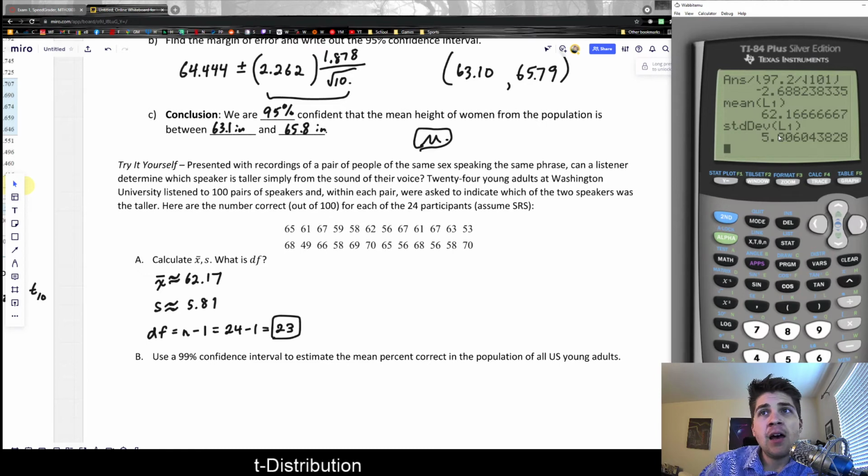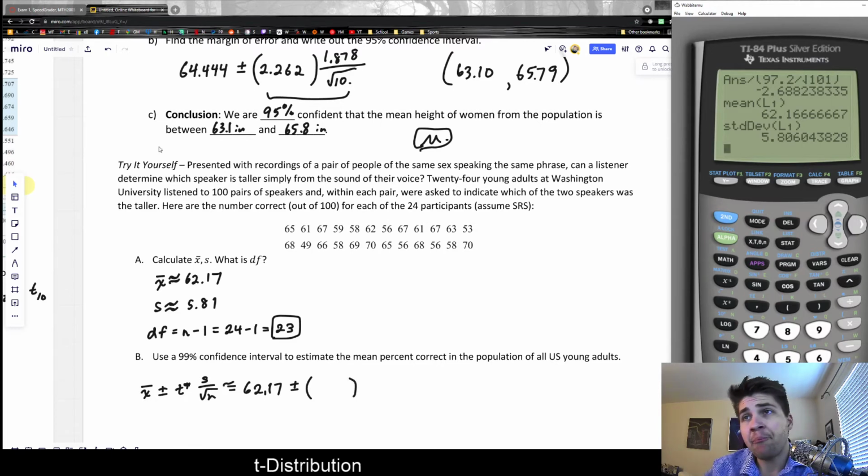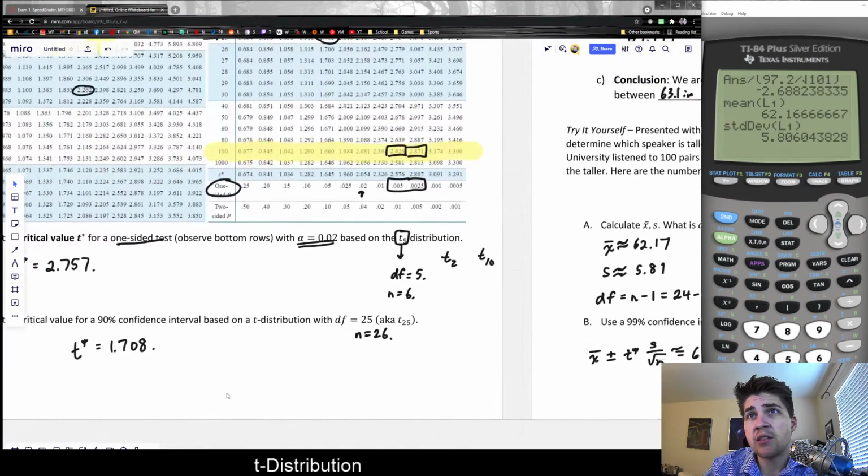Okay, now for the confidence interval, we start off with the formula: x bar plus or minus t star times s divided by the square root of n. Remember, it's the same formula for a confidence interval. The difference with the t distribution is we are using s instead of sigma and t star instead of z star. Our sample mean is approximately 62.17 plus or minus. Now we have to look up t star in our t table. We have a 99% confidence interval, and we want to use the 23rd row.